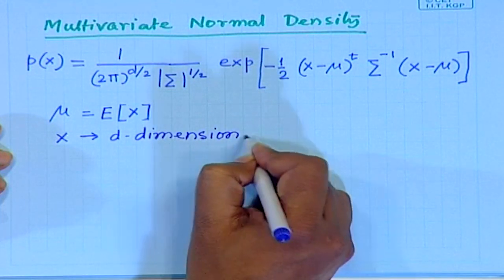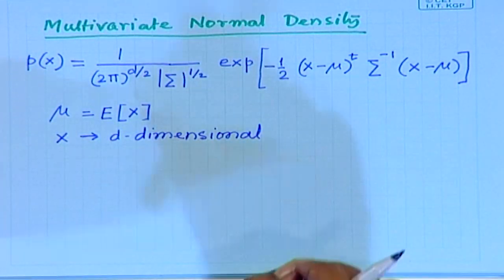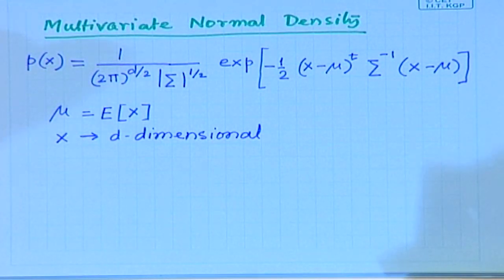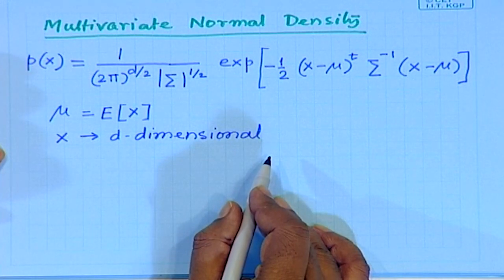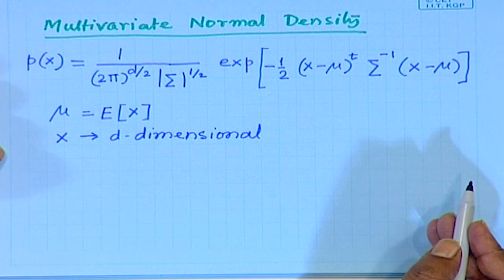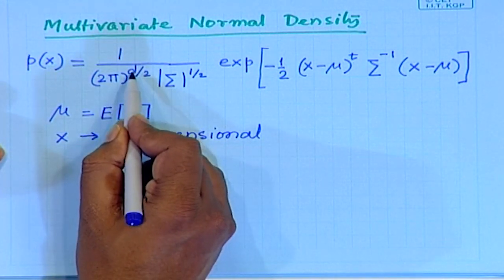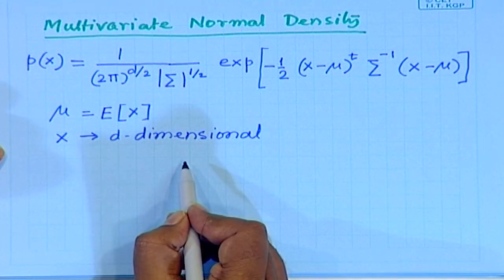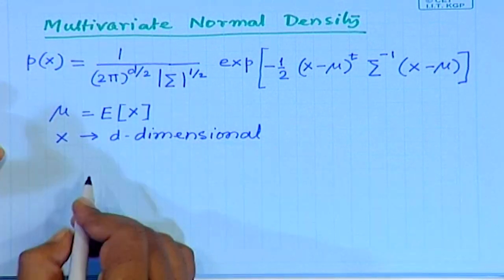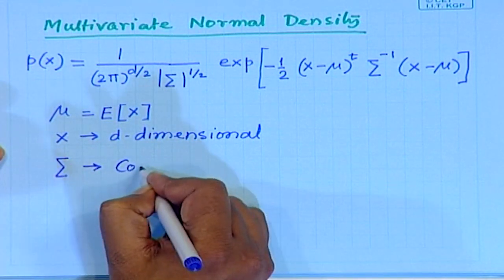Because we have assumed that our feature vector is d-dimensional, that is, d number of independent individual features are concatenated together to give you the feature vector. So X is a d-dimensional feature vector. Accordingly the mean vector mu will also be of dimension d. So in this 2 pi to the power d by 2, this d is nothing but the dimension of the feature vector, and this sigma is what is called the covariance matrix.